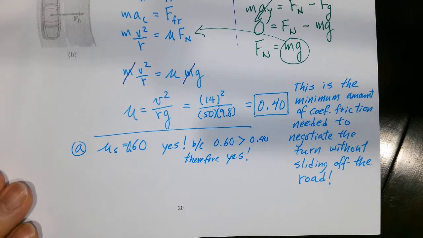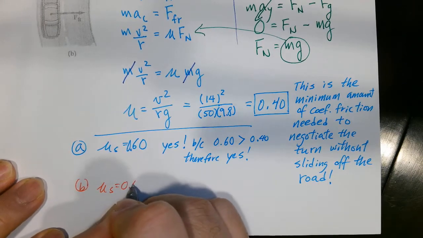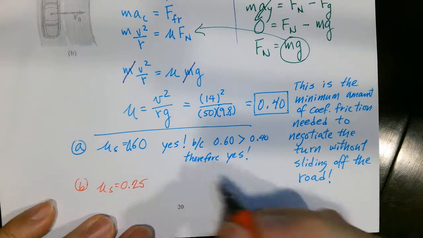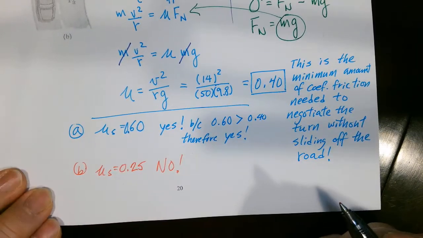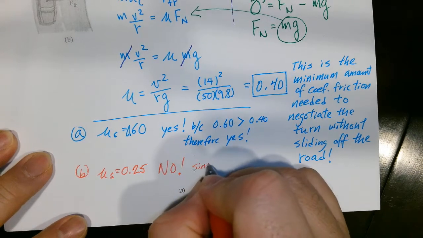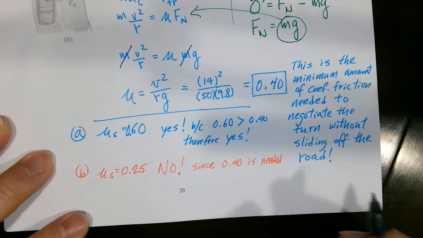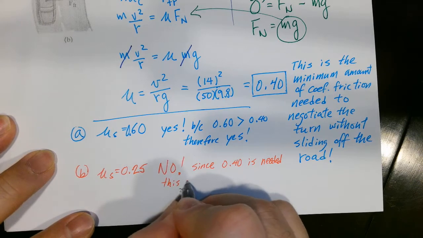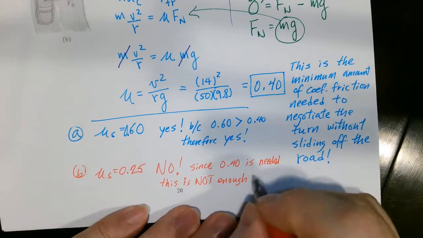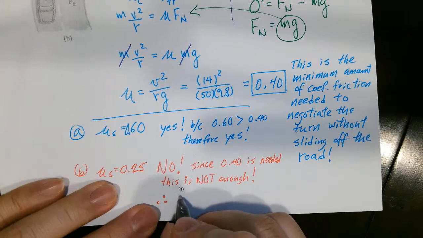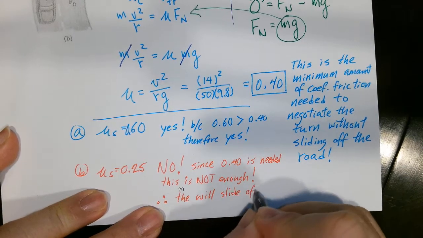But what about part B? Part B, mu sub s is only 0.25. And since you need 0.4, no, it will not. It will slide off. Since 0.40 is needed, this is not enough. Therefore, the car will slide off the road.